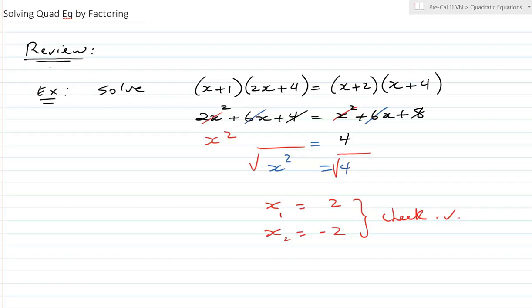Great, that's a good question for the review. Let's move on to the new part, solving the quadratic equation by factoring.